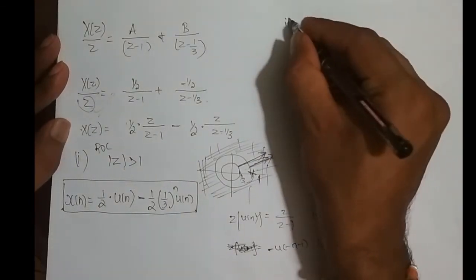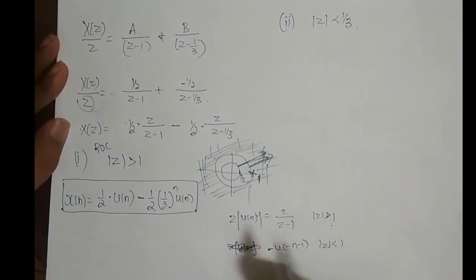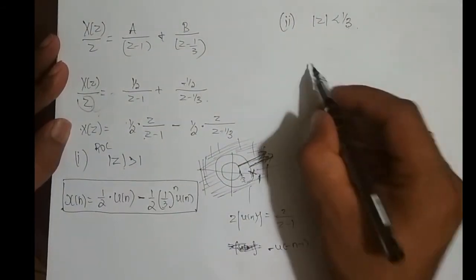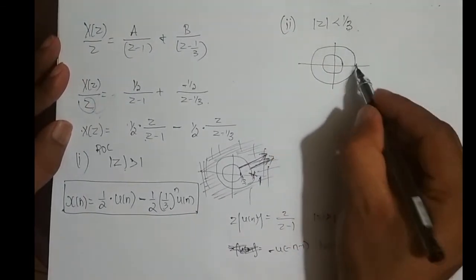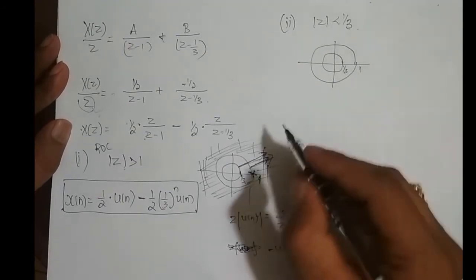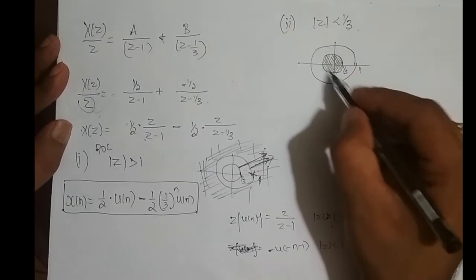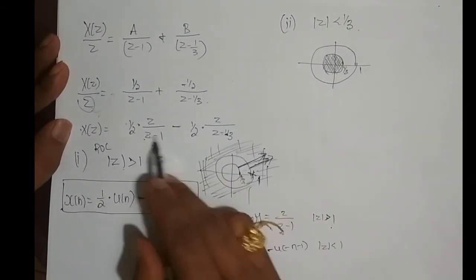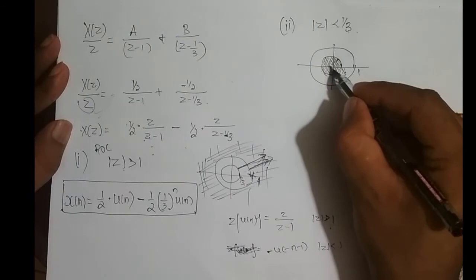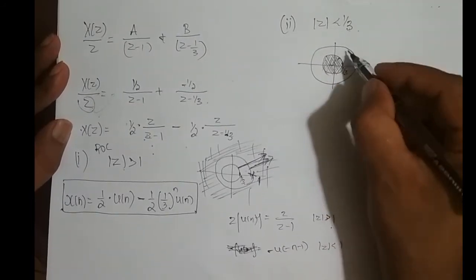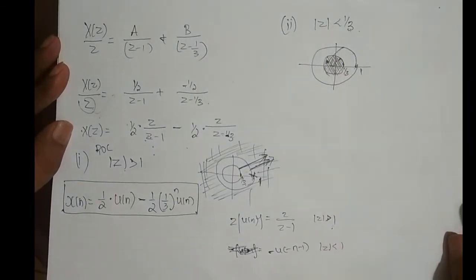Now the second case. Magnitude of z is less than 1 by 3. So what is the condition here? It should be inside the innermost circle, correct? I have two circles because I have two poles: the inner pole is 1 by 3, the outer pole is 1. So for what kind of sequence do I get inside the innermost circle? For the 1 by 3 circle it should be inside, and for the radius one circle it should also be inside. Then only the intersection of those two will be inside the innermost circle.